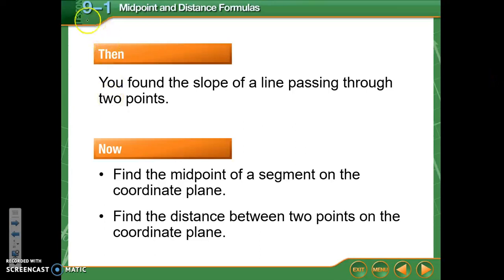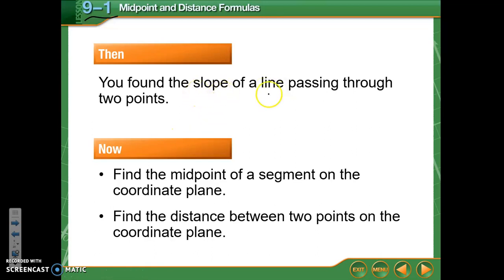Welcome to Chapter 9. Today we're starting with the first section of Chapter 9. In general, this chapter is about something called conic sections, which we'll introduce in class. But the first section talks about the midpoint and distance formulas, which are a pretty basic review from geometry, but a lot of the formulas that we'll be using in this chapter to talk about parabolas and ellipses and circles and hyperbolas are based on midpoint and distance formulas.